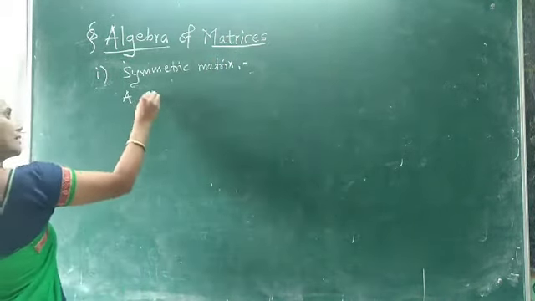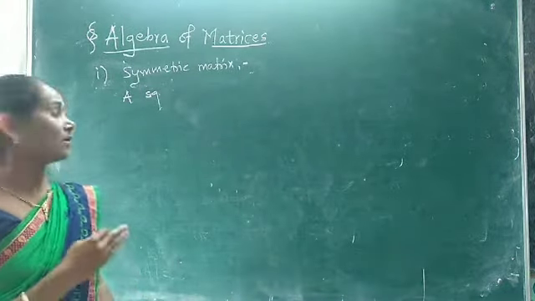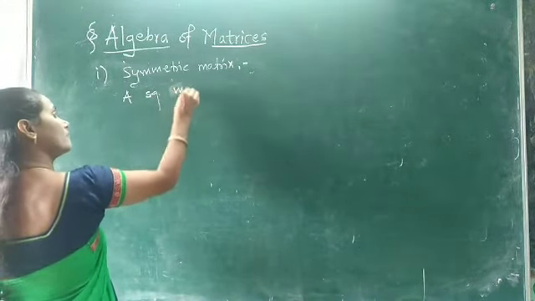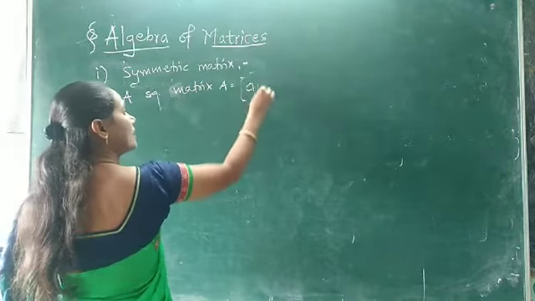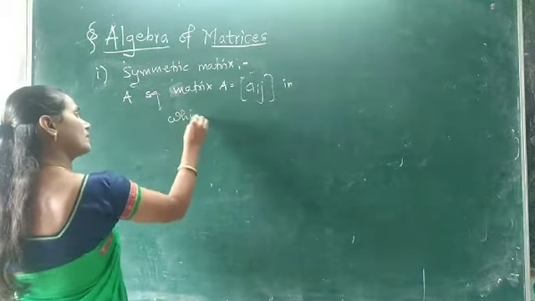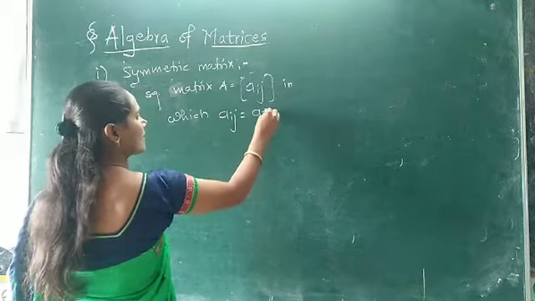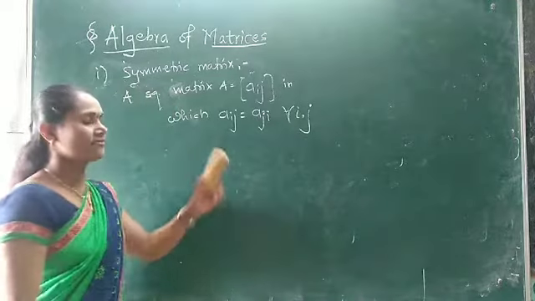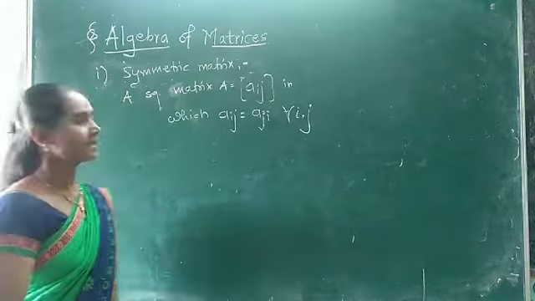A symmetric matrix is also a square matrix. Square means the number of rows and columns are the same. A square matrix A equal to Aij, in which Aij is equal to Aji for all i, j. That means for every value of i and j, Aij is equal to Aji.